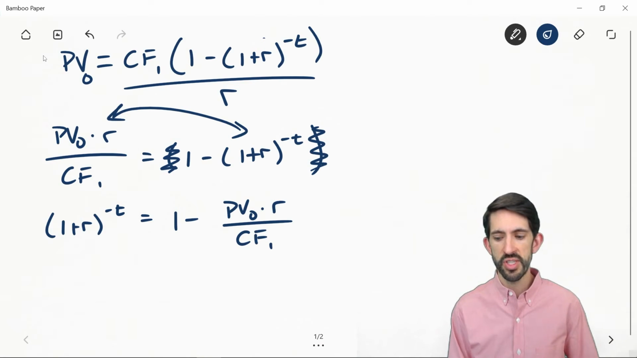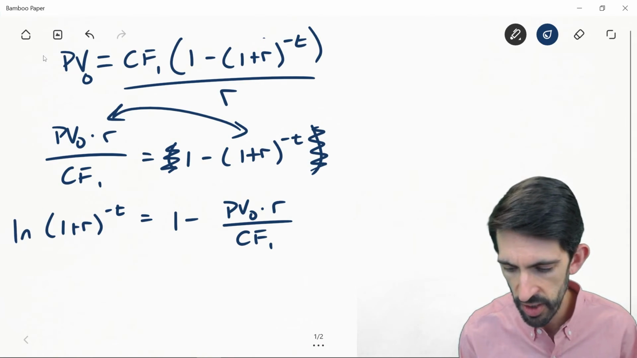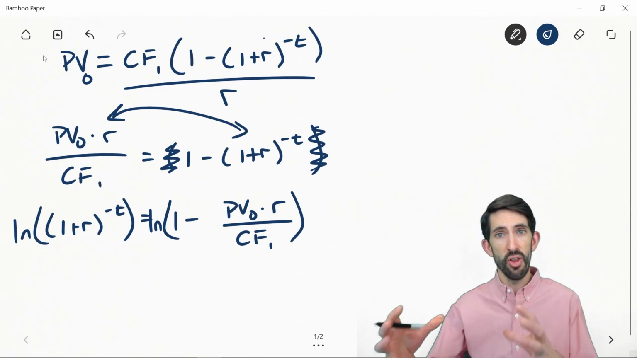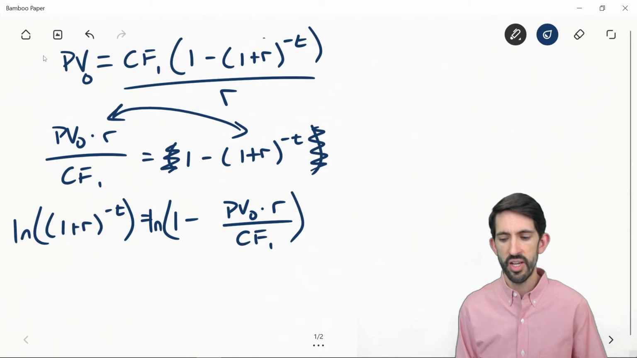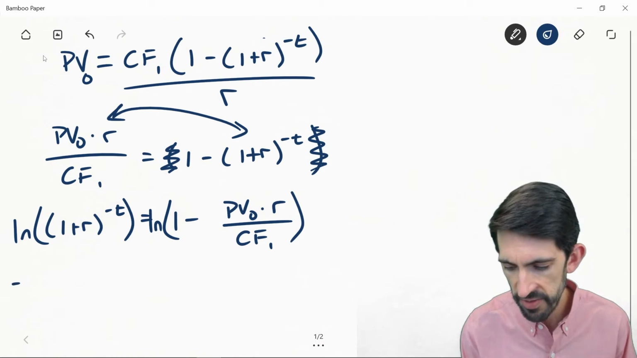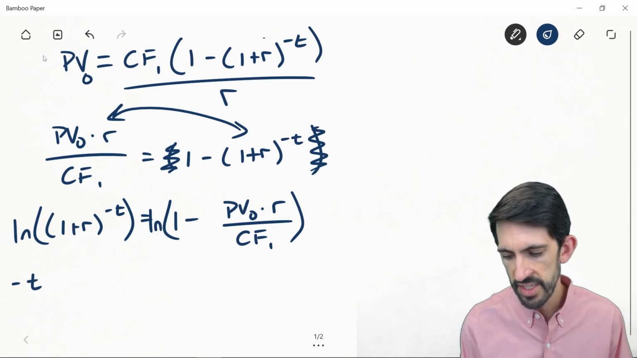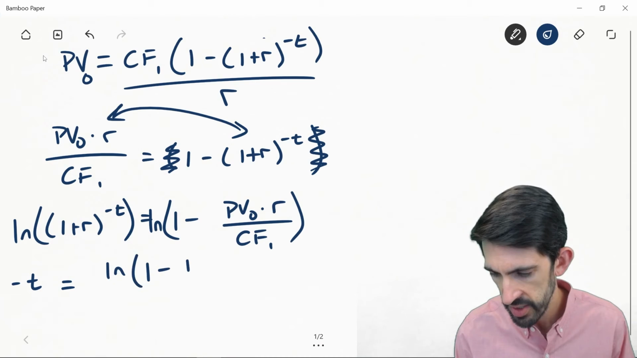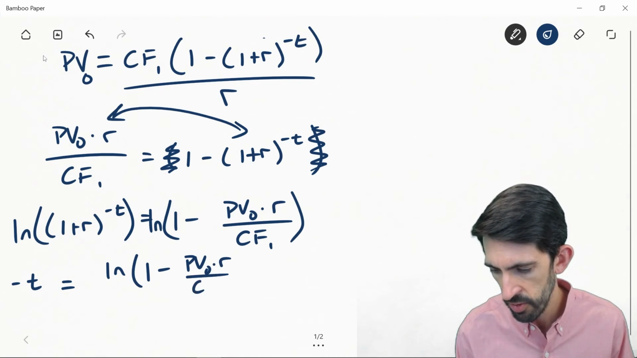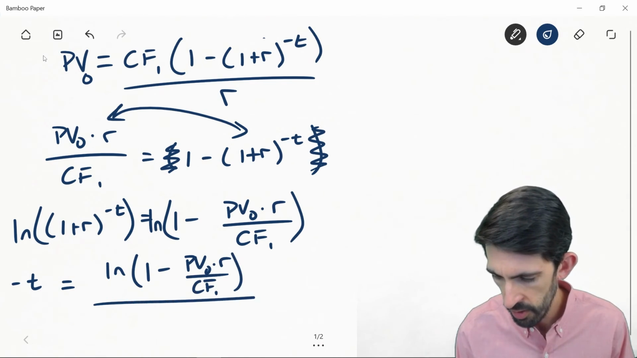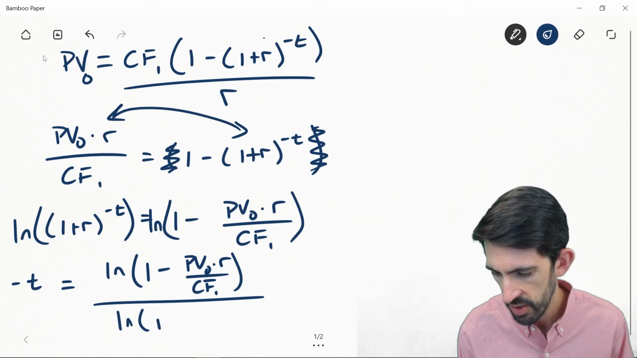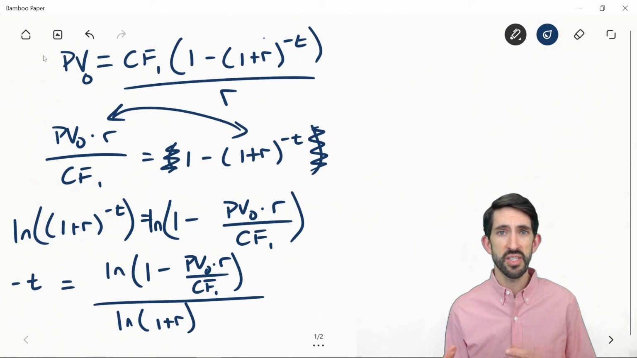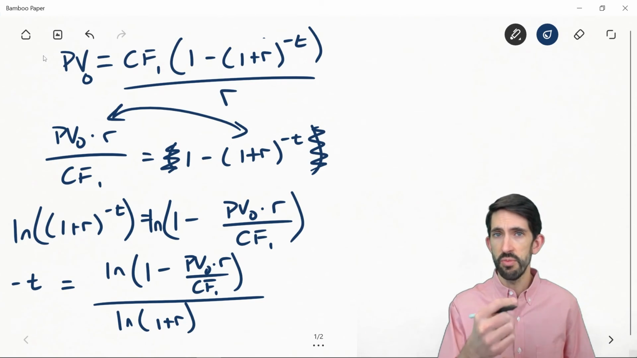All right, now we can use that log trick. So if we write natural log out in front, we do the same thing on both sides, being careful to keep all of that inside the parentheses on that natural log operator. We can then take our negative t, pull that down out front, and say that negative t is equal to the natural log of 1 minus PV0 times r over CF1, all divided by the natural log of 1 plus r. So that again, natural log allows us to pull that exponent down into the front as a multiplier.